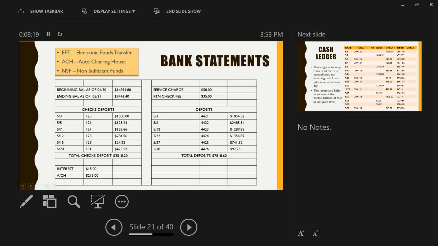Now, what if it's a really small amount? What the bank will do is go ahead and process the check for you, but they will charge you the NSF fee on top of the money that you owe, on top of the money that they went ahead and paid for you. So those are just fees and things that you need to know when you're dealing with the bank statement.